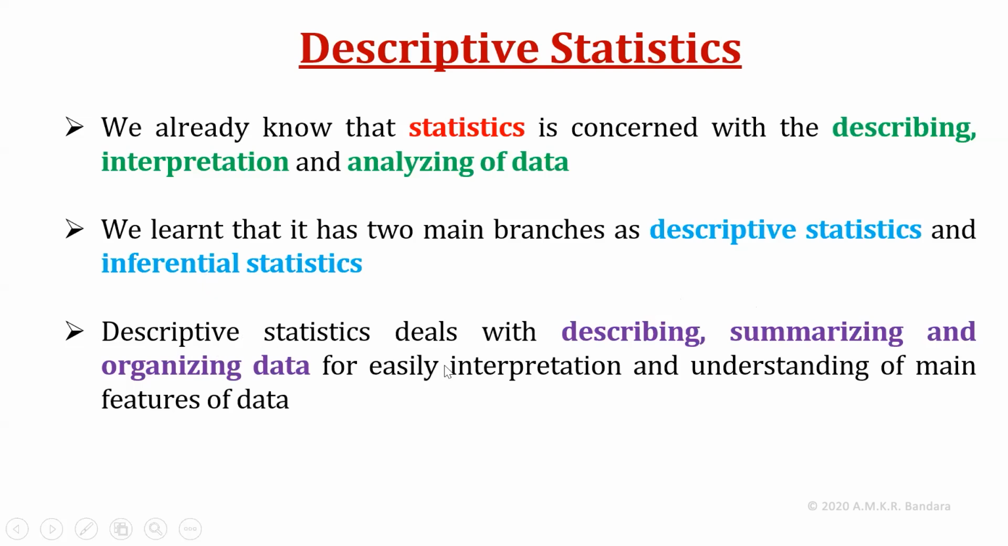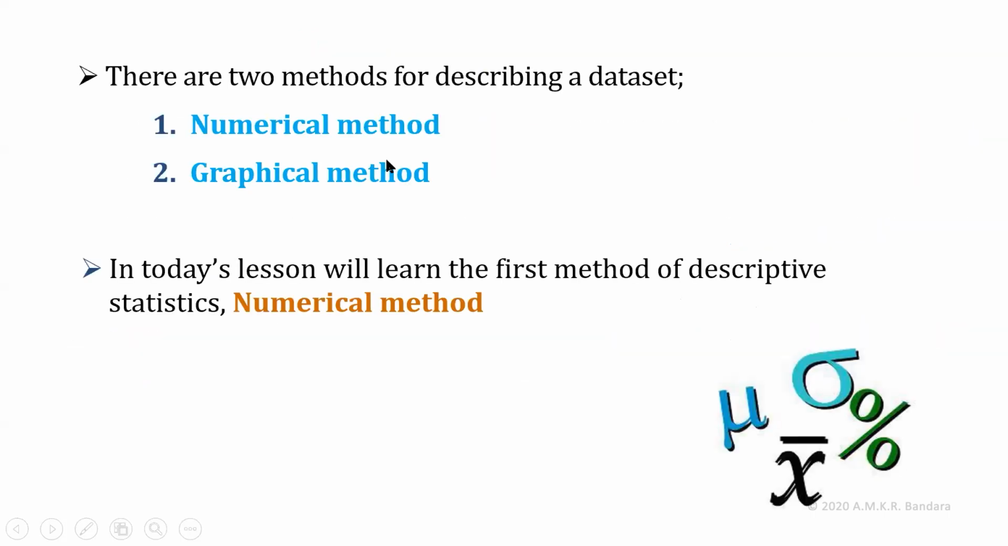So descriptive statistics deal with describing, summarizing, and organizing data for easy interpretation and understanding. We use two methods to describe data set. First method is numerical method. In there, we are using numbers to describe main features in our data set. Second method is graphical method. Here, we are describing our data set using visual aids.